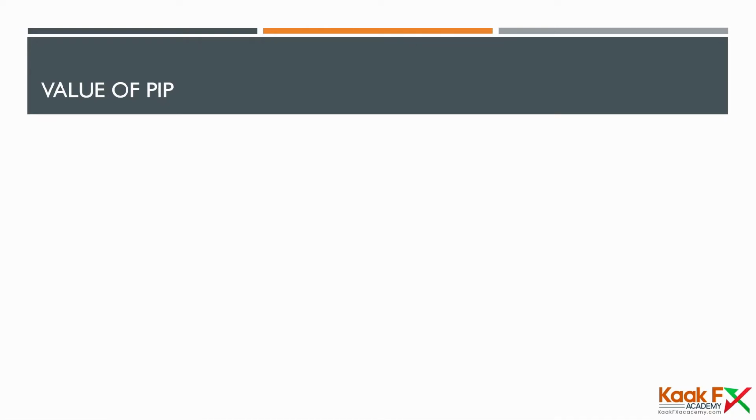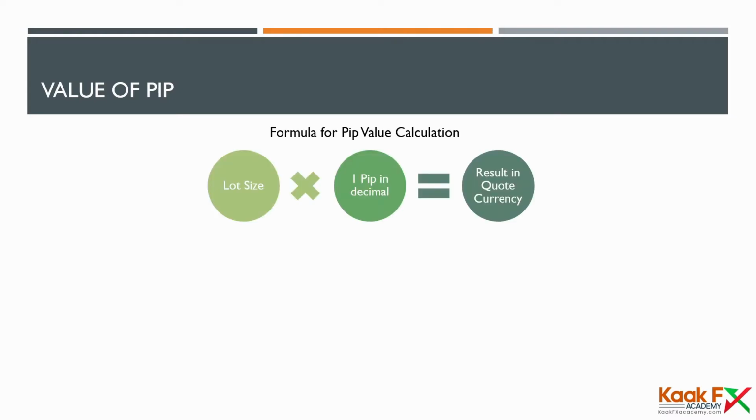Now, in actual real money, what does that mean? So I made 15 pips in profit. What does that mean in real money, real dough? Okay, let's take a look at how it is calculated in real money. This is the formula for pip value calculation.